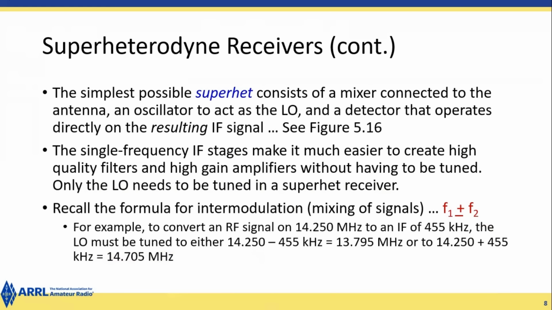Recall the formula for intermodulation. Mixing of signals, you get F1 plus F2. For example, to convert an RF signal on 145.25 megahertz to an IF of 455, the LO must be tuned to either 14.25 minus 455, which is equal to 13.795, or to 14.25 plus 455, which is equal to 14.705.